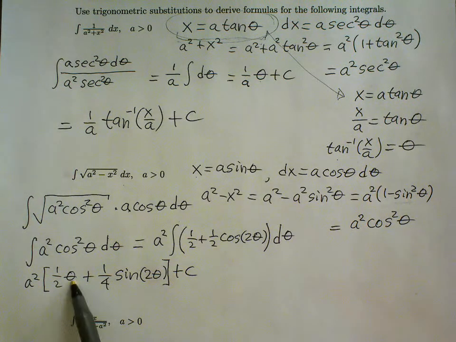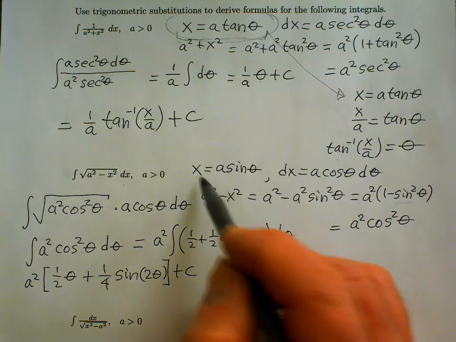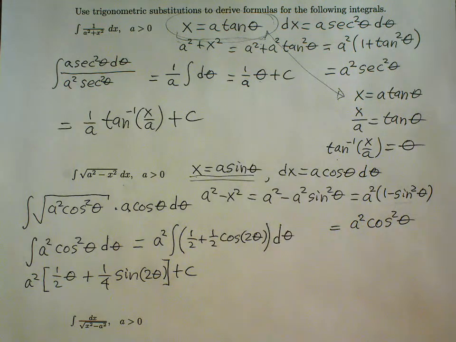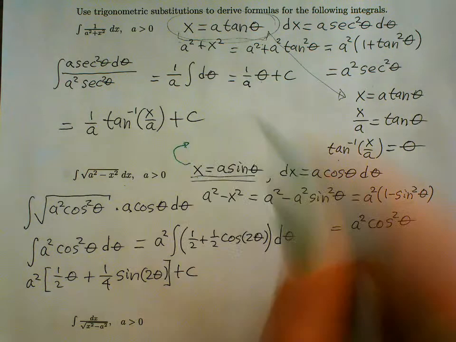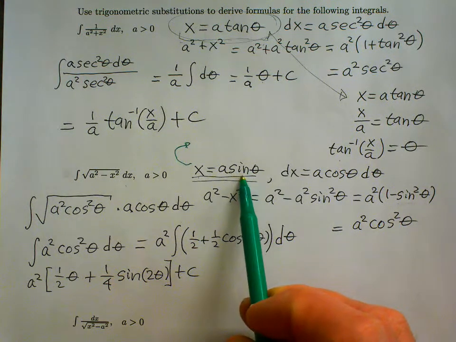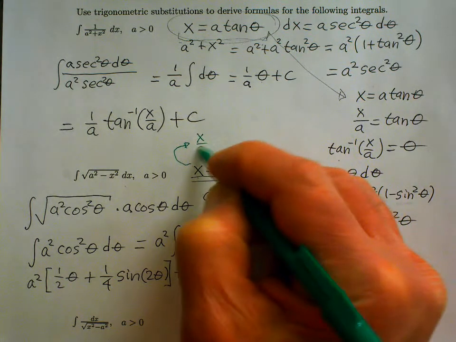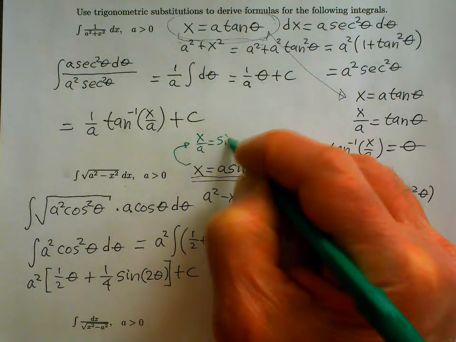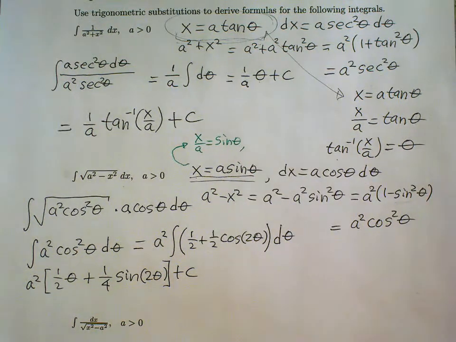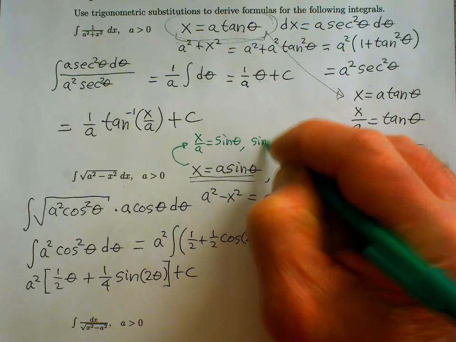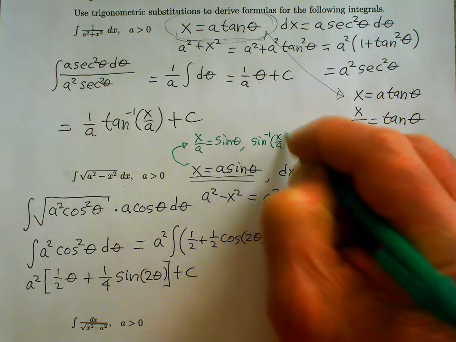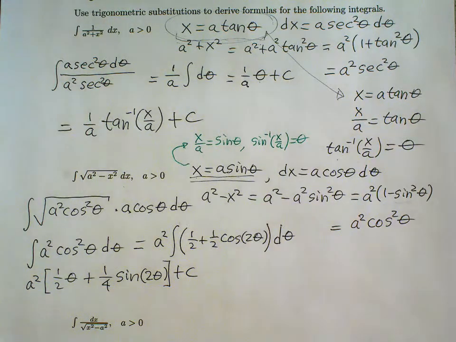Okay, let's work on theta first. Up here, here is our trigonometric substitution. X equals a times sine of theta. So if we solve this for theta, first divide by a, x over a equals sine of theta. And then inverse sine of x over a equals theta. So this is what we'll replace theta with in a minute.